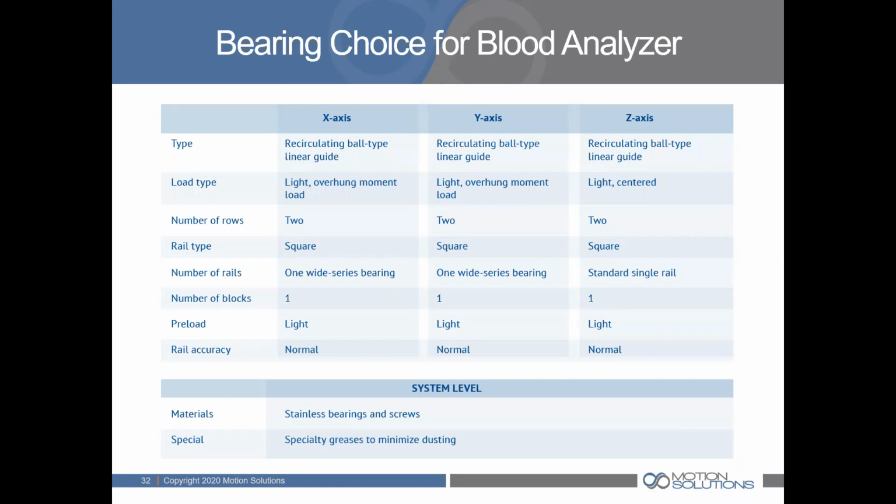This simplified the assembly. Instead of trying to mount and align 2 rails on each axis, we only have to worry about aligning 1 single guide in the X to 1 single guide in the Y. We only really have to worry about making them perpendicular. So assembly time was reduced, and these worked very well in this application.